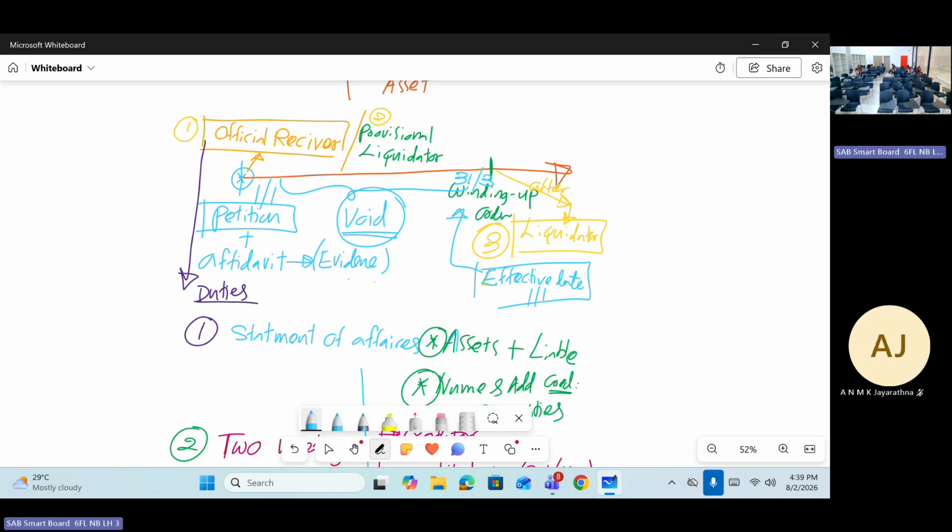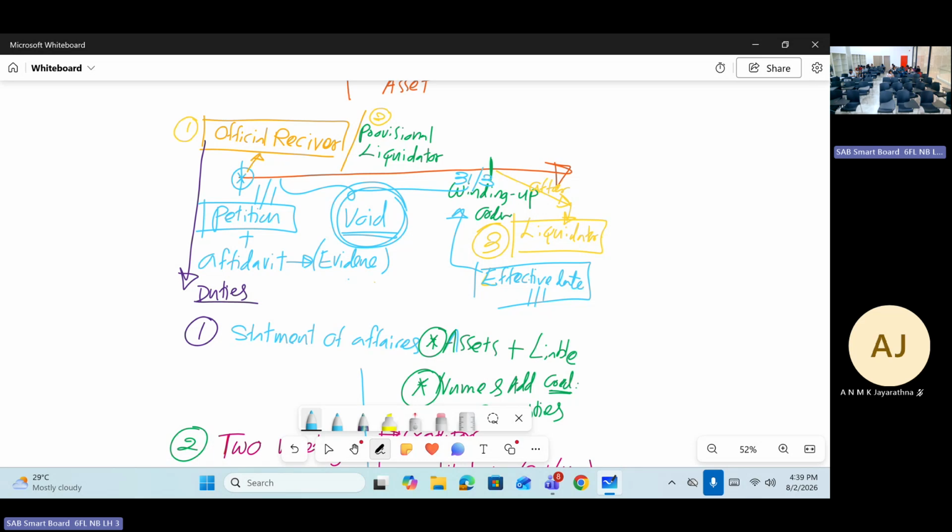After the winding up order, we have to consider the effective date of the winding up order. The effective date is the date of filing of the petition. Therefore, from the date of the petition until the winding up order, any transaction in relation to assets or the position of the shareholders is to be treated as void. Then, after the winding up order, the liquidator is appointed.